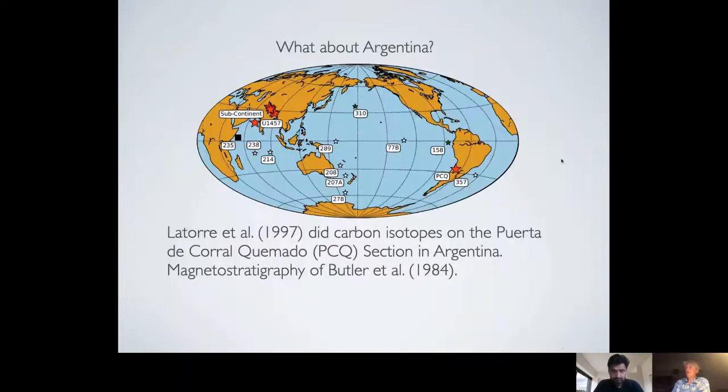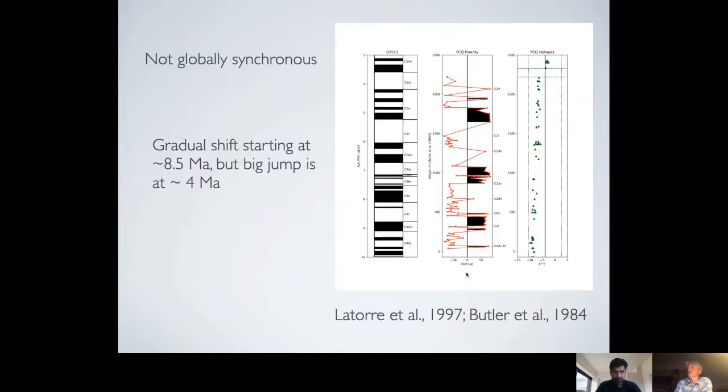And then, so what about Argentina? I told you before that South America was supposedly transitioning at about the same time, but Latorre did carbon isotopes from a section here in South America called the Puerta de Corral Quemado, and the magnetostratigraphy was done by Bob Butler in 1984. So here's the same kind of thing.